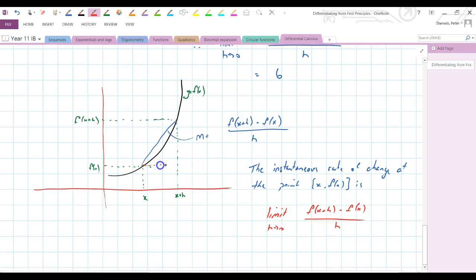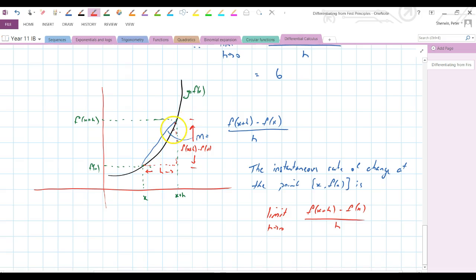It's just this here. There's your run, there's your rise. This distance here is f of x plus h minus f of x. Right, that's that distance there from there to there. And this distance here is h from there to there. So that over that is just rise over run. It's the gradient of this blue line.